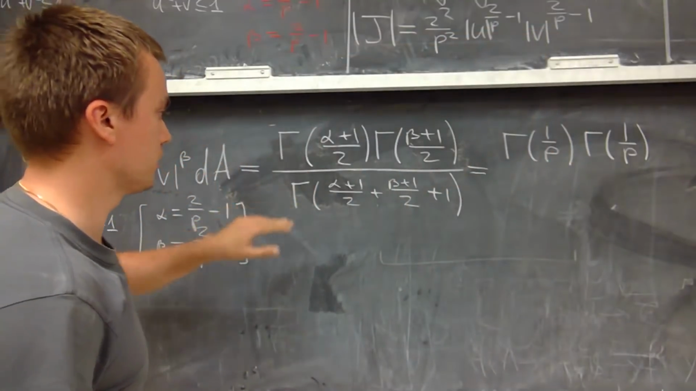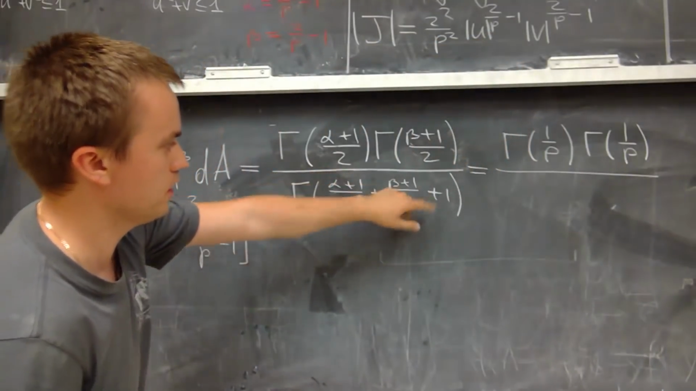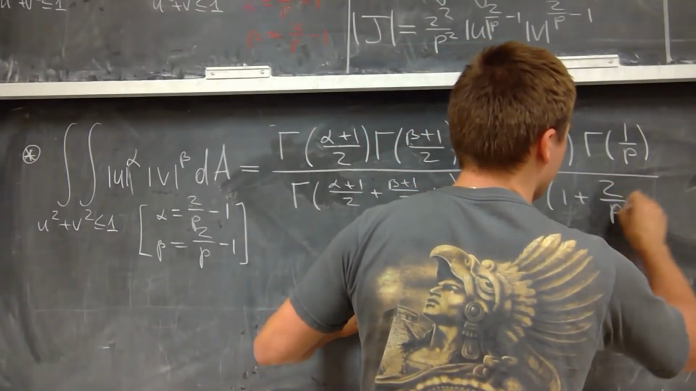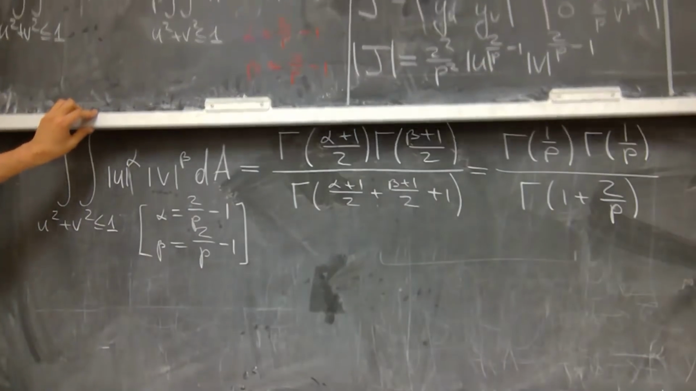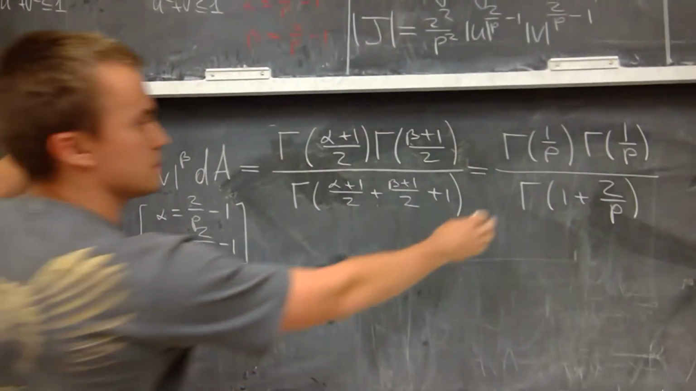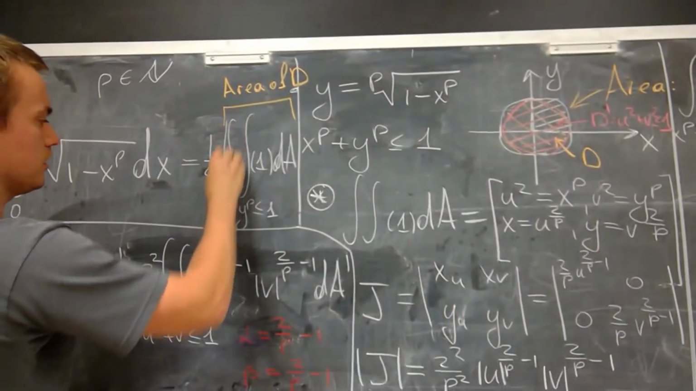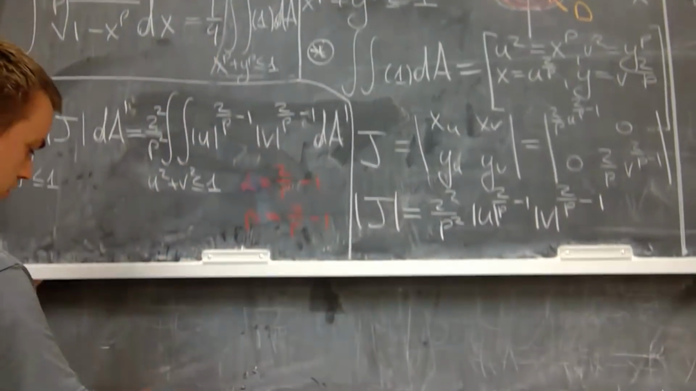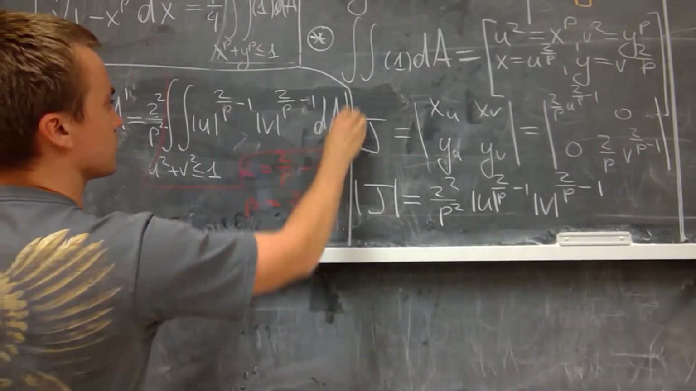So, and on the bottom, you will have 1 over p plus 1 over p. So you will have gamma 1 plus 2 over p. Okay. And this integral is the result of computation, not of this integral, sorry. It's the result of computation of this integral.